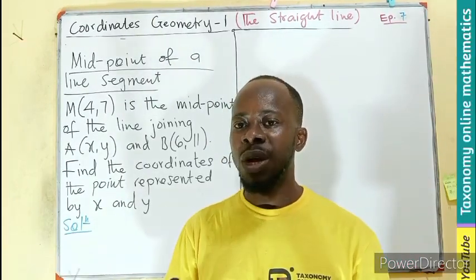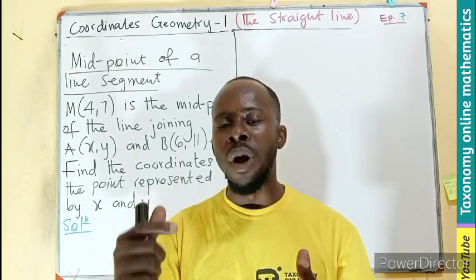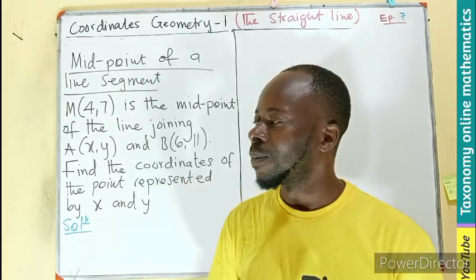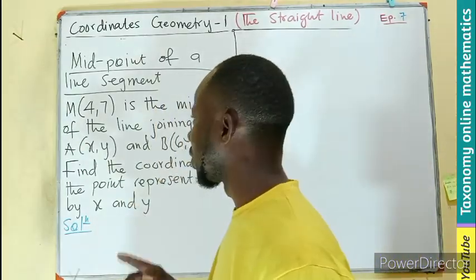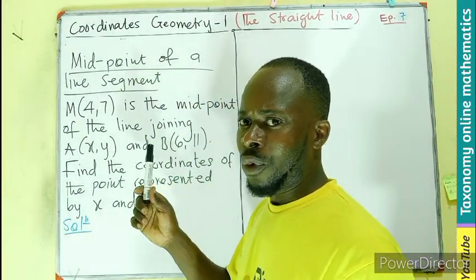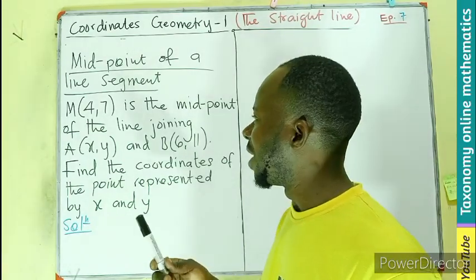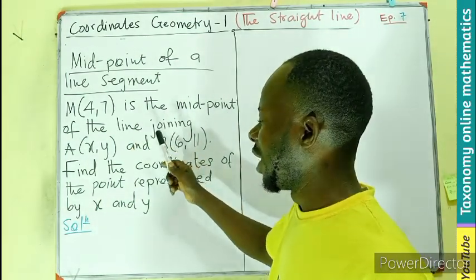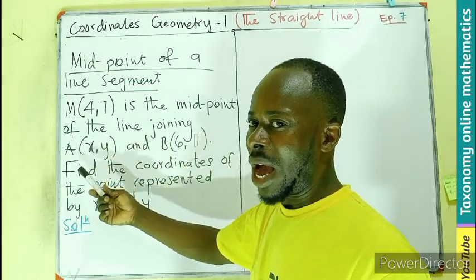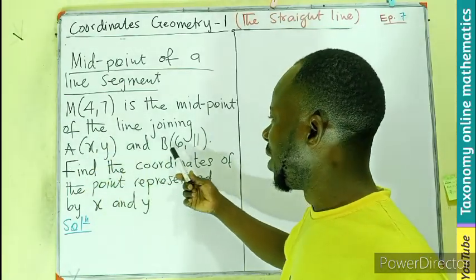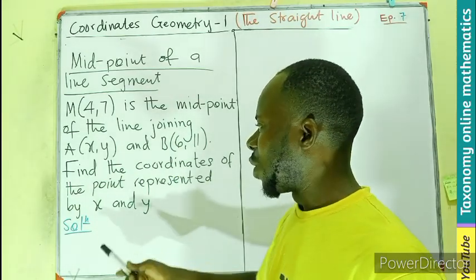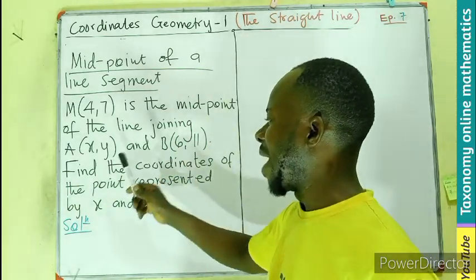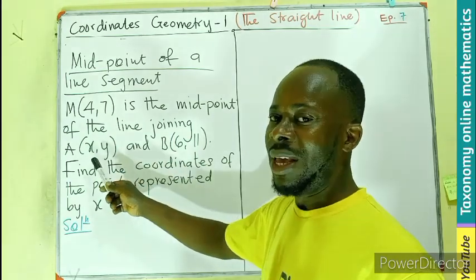In the last episode we dealt with how to find the midpoint of a line segment. We want to use that concept to find a solution to this question. M, which has the coordinate (4, 7), is the midpoint of the line joining the point A(x, y), which is unknown, and B(6, 11). We have to find the coordinate of the point represented by (x, y).